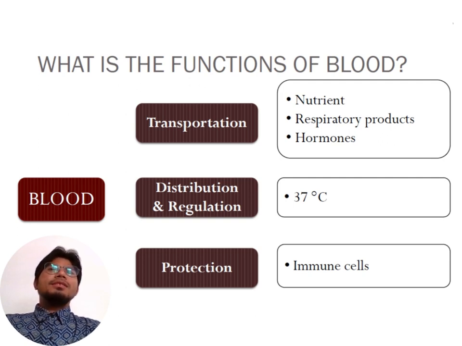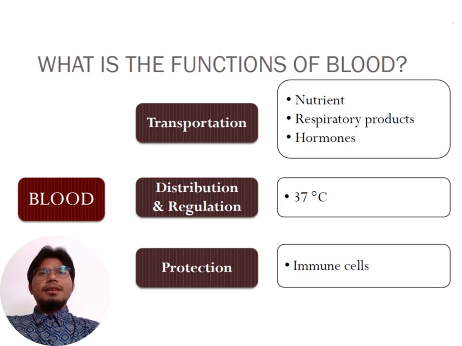And the last one is protection. One of the components in the blood is the white blood cell, which is known as the immune cell. They are responsible for fighting and killing any pathogen or bad microbe that has invaded the human body.